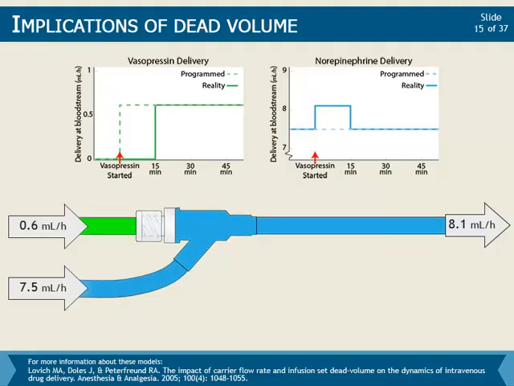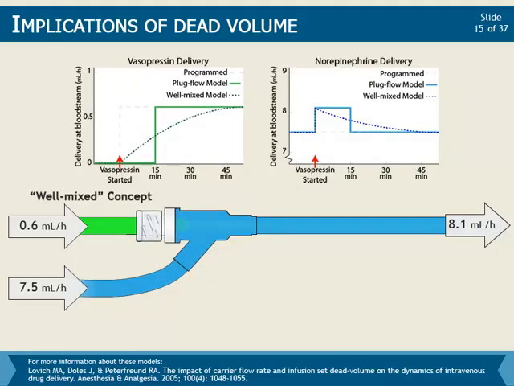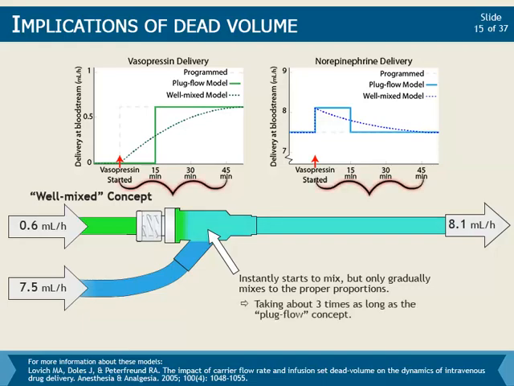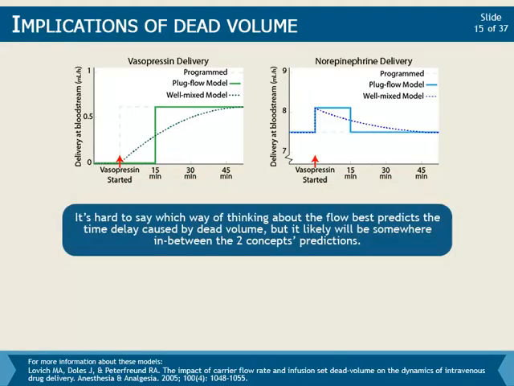An alternate way of predicting the flow is with the well-mixed concept. This concept assumes that the concentration of drug within the dead volume instantly starts to mix, but only gradually mixes to the proper proportions. As a result, it predicts a more smooth and gradual return to the intended delivery rate, but taking about 3 times as long as the plug flow concept. It's hard to say which way of thinking about flow best predicts the time delay caused by dead volume, but it likely will be somewhere in between the two concepts' predictions.